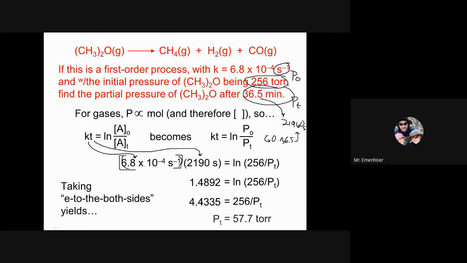All right, so that's kt. We're going to say that's equal to the natural log of 256, that's our initial pressure, divided by Pt, which is what we're solving for. We multiply that out. This times this will give us 1.4892, and that's equal to the natural log of 256 divided by Pt.